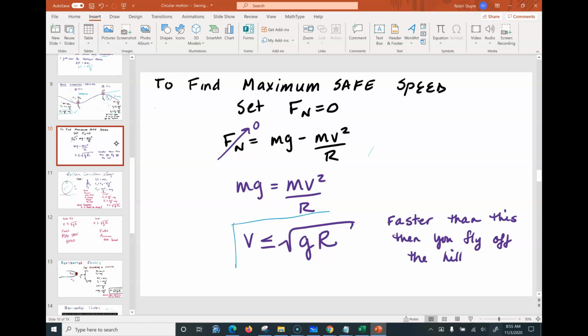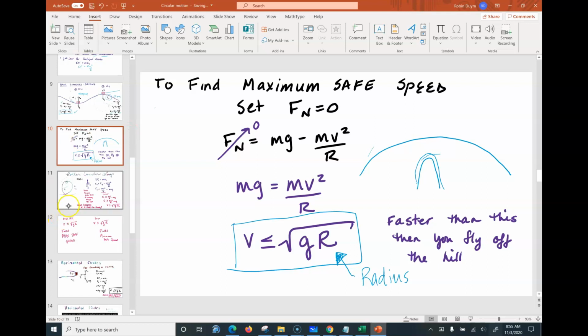So what does this mean? What does this look like? It means that this really only depends on the radius. So bigger curves, you can go faster on. If you're going around a curve like this, you can't go as quickly, or else you'll lose contact when you get up here. Okay?